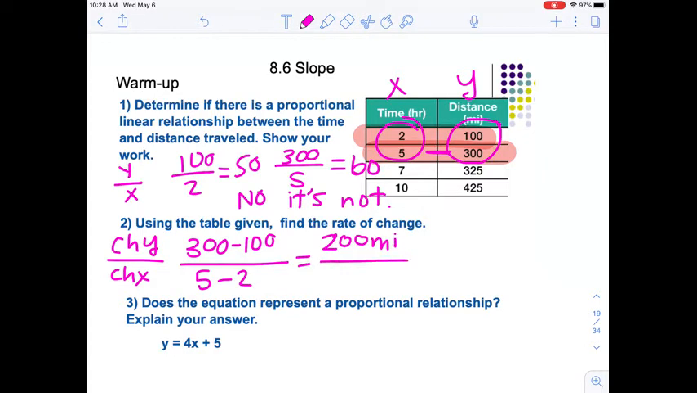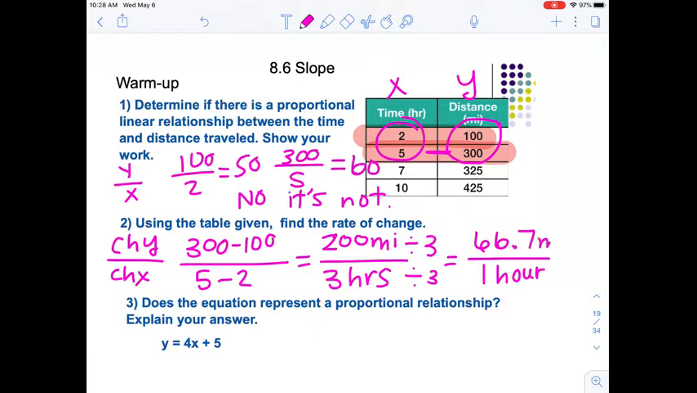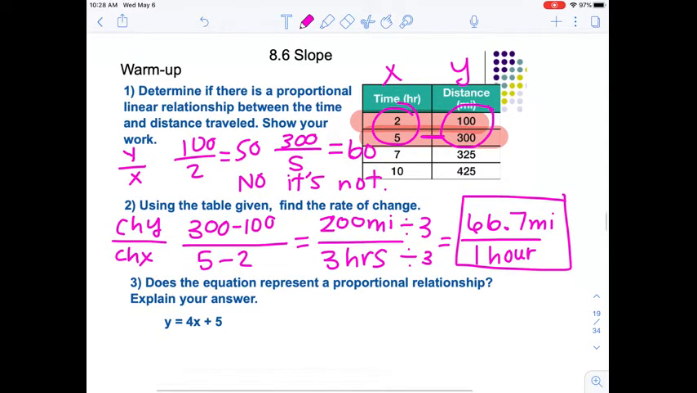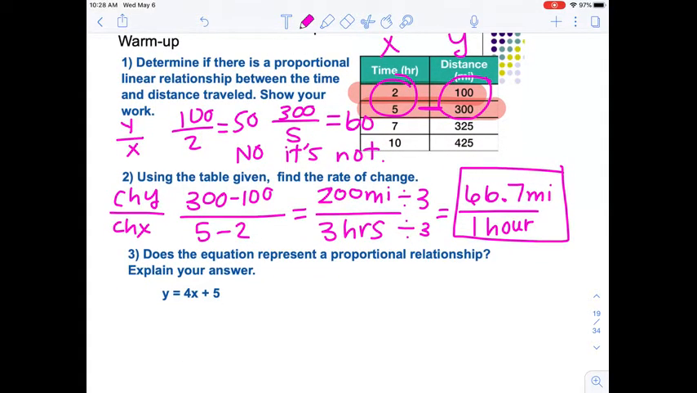300 minus 100 is going to leave us with 200 miles over, and then 5 minus 2, 3 hours. So we have our two labels, but rate of change needs to be written as a unit rate. So I'm going to divide both of these by 3 so that I can figure out how many miles in 1 hour. So I take 200 divided by 3, and I'm left with 66, and I'll round this to 66.7 miles. And there is my rate of change.